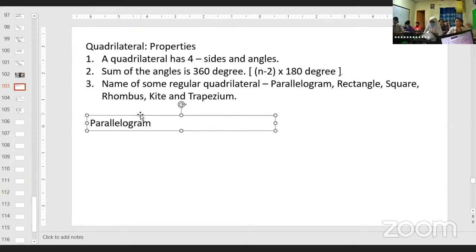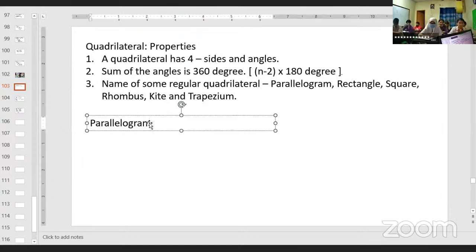What are the common properties? Some of the properties we already know; I think you can recall. So what is the main property that defines a parallelogram? Opposite sides are parallel, equal and parallel, right?